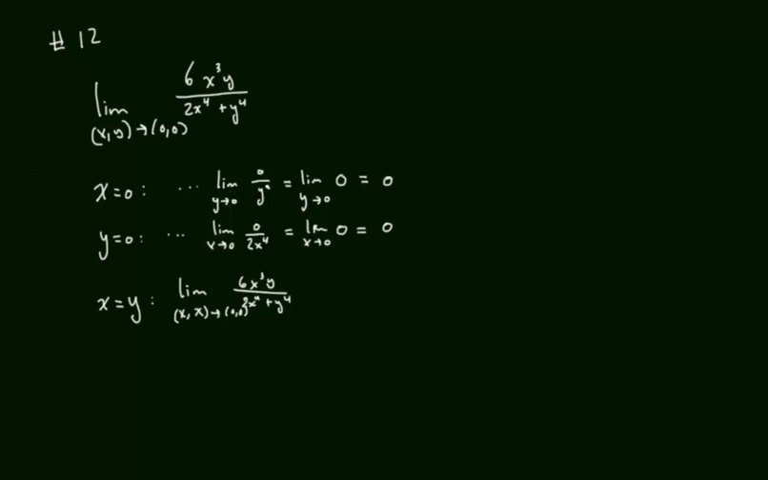Actually, what we want to say here, sorry about this, let's put an x in, because the function now is f of x, x. So let's put an x for y. So I'm going to simplify this as the limit as x approaches 0 of 6x to the fourth over, we have 2x to the fourth plus 1x to the fourth, so we have 3x to the fourth. This is good. So this is going to be the limit as x goes to 0 of 3, because that's what it simplifies to.